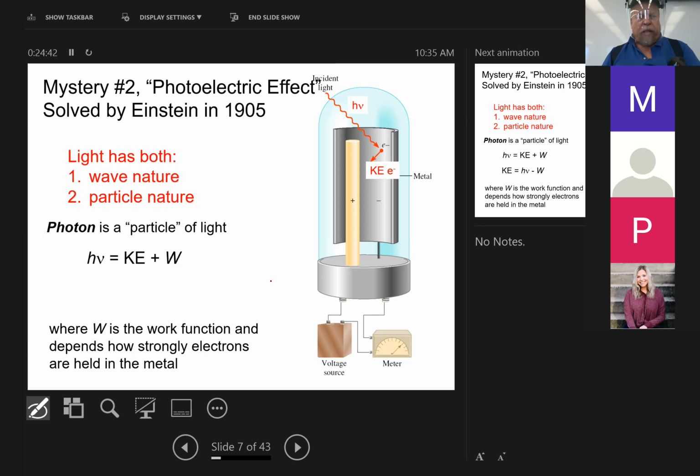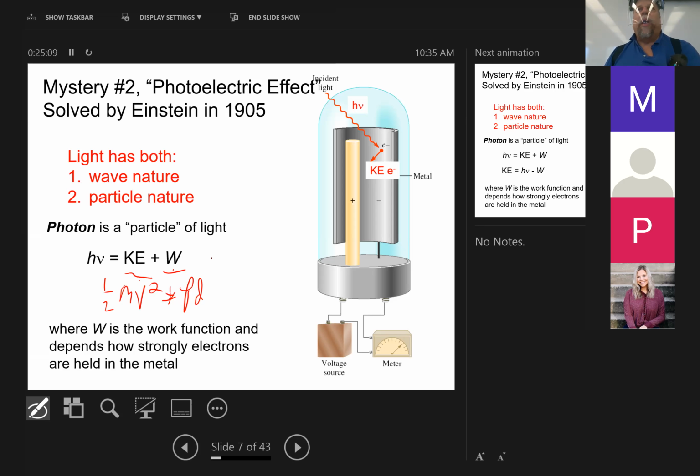Essentially, you have this, and here, this is the energy, and it's equal to the kinetic energy plus the work function. The kinetic energy is one half the mass times the velocity squared, plus the work. And the work is the force over a certain distance. Okay, that's work in there.